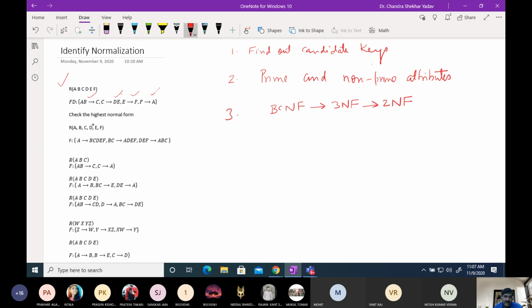Okay. So please find out the candidate key of R and let me know whether this R is in BCNF, or in third normal form, or in second normal form, or in first normal form. Please attend the class with notebook and pen.